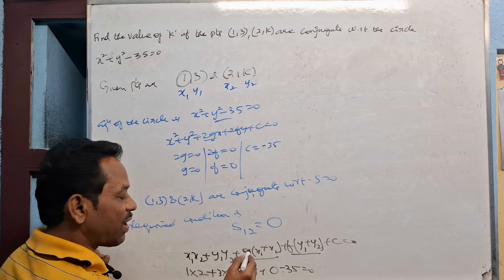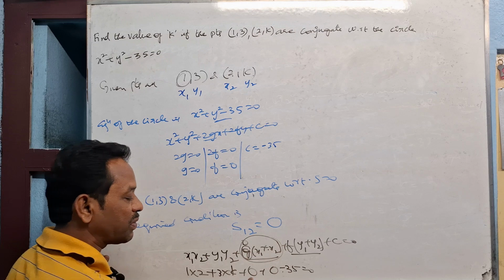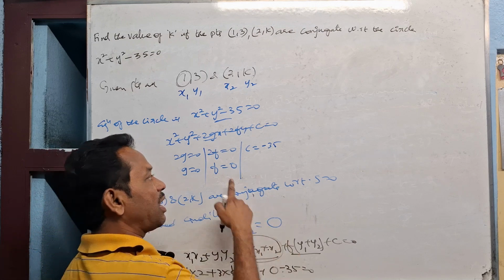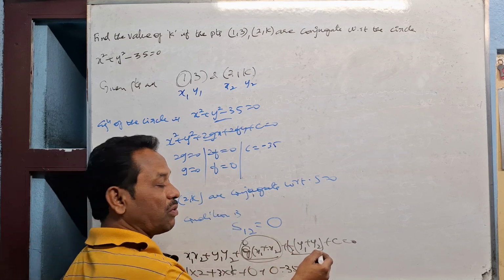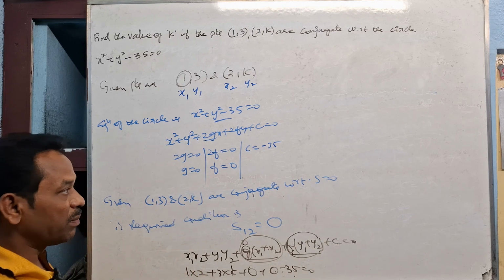Again I repeat, the value of g is 0. 0 and something, 0. So this whole term becomes 0. The value of f is 0. So f into something, 0. So this whole term becomes 0. Minus 35 equals 0. Let me simplify.